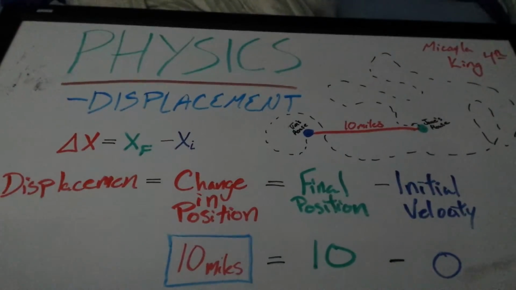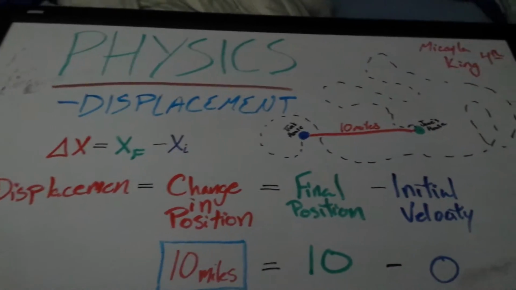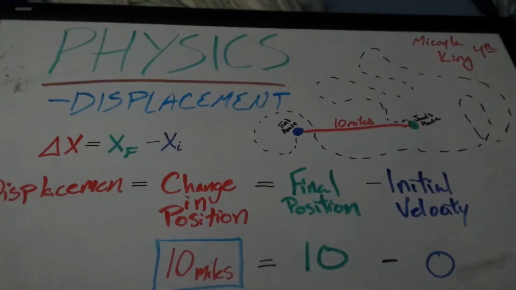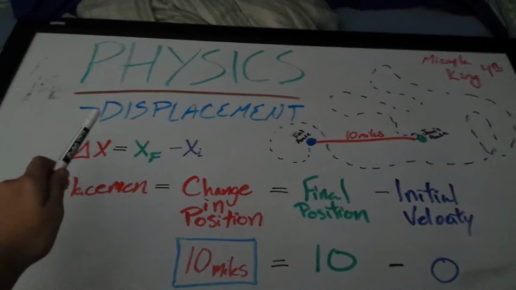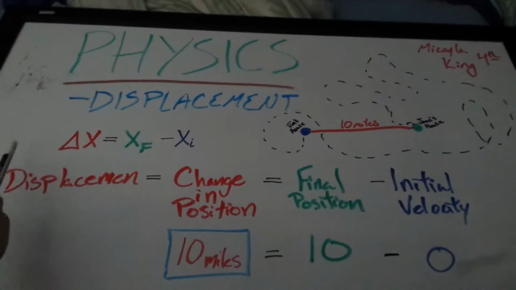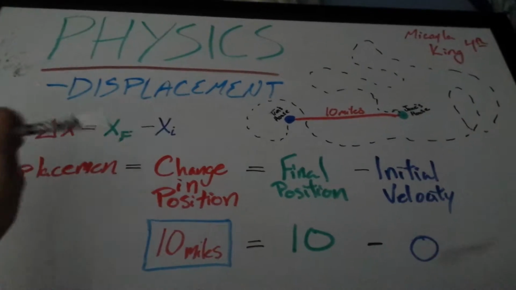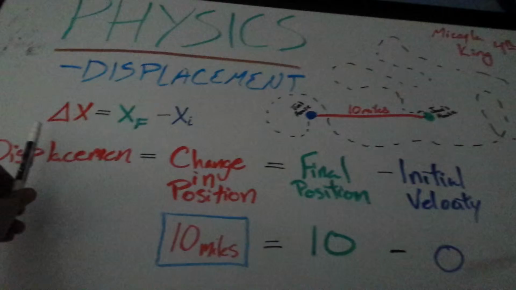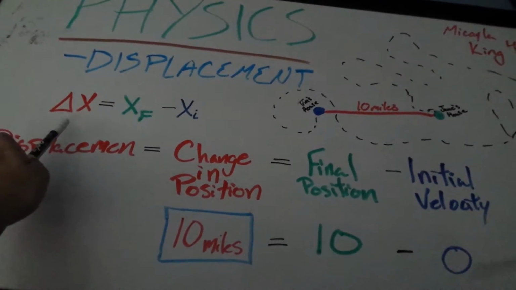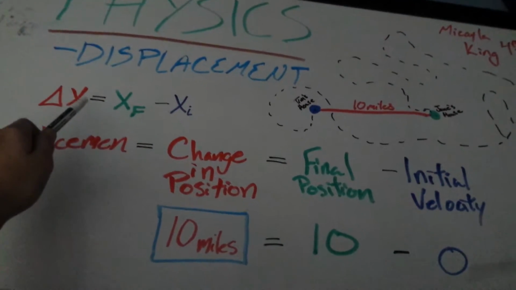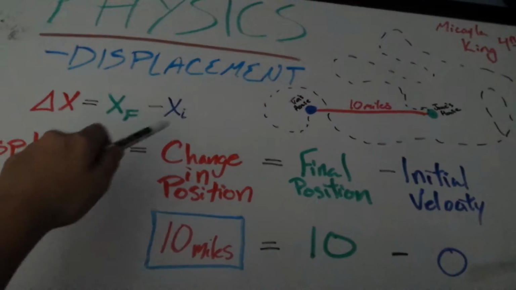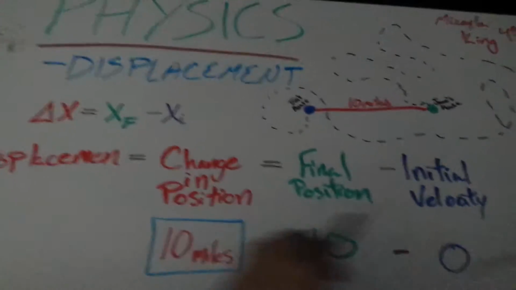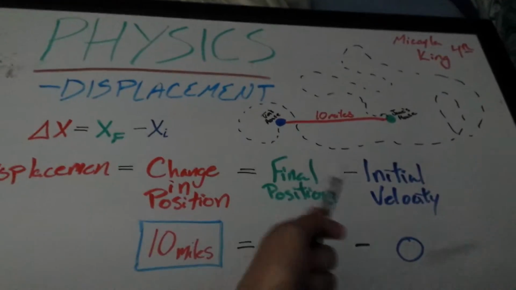Hi, Mr. Gray. This is my extra credit or makeup credit video. The first subject I'm doing is displacement, and it's the change in position, as seen over there. I'll explain that. The equation is delta x equals final position minus initial position, also seen written out right there.